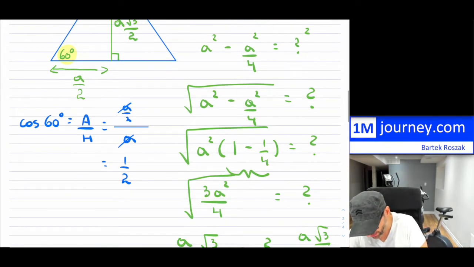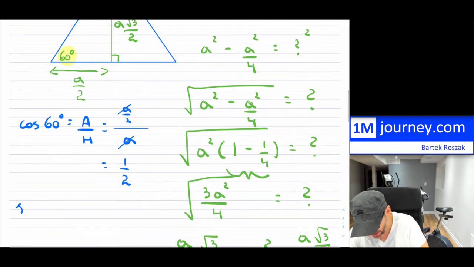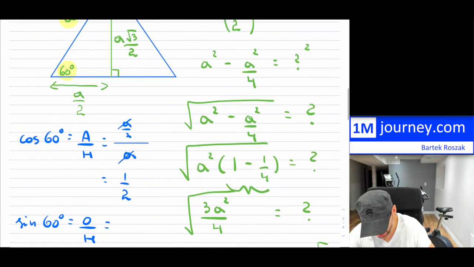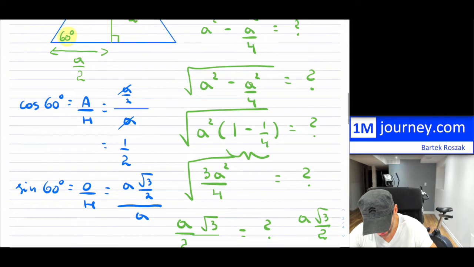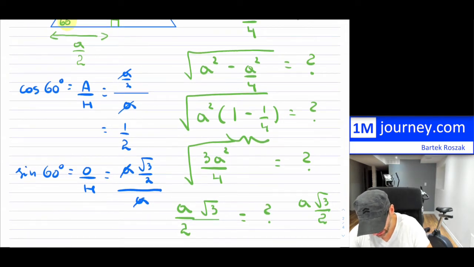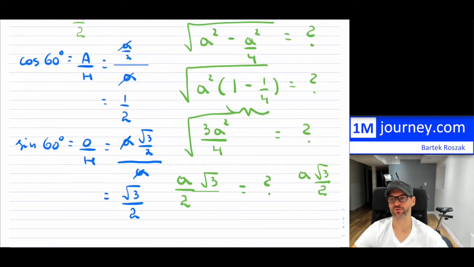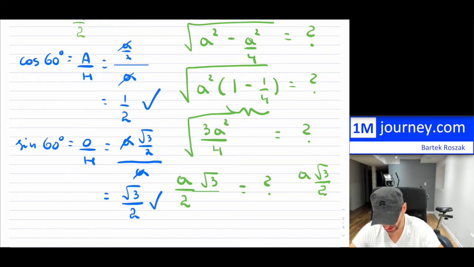Okay, what about sine of 60? If I take the sine of 60, that is opposite over hypotenuse. Well, the opposite is a square root of 3 over 2 times a, but the hypotenuse is just a. So again, the a's cancel, and my answer is square root of 3 over 2, and that is your trigonometric ratio for sine of 60 degrees. So here is one, here is the other.